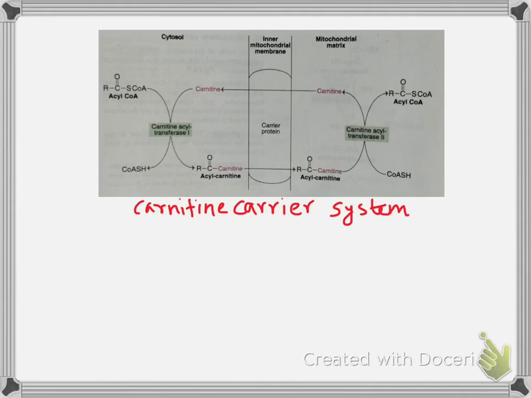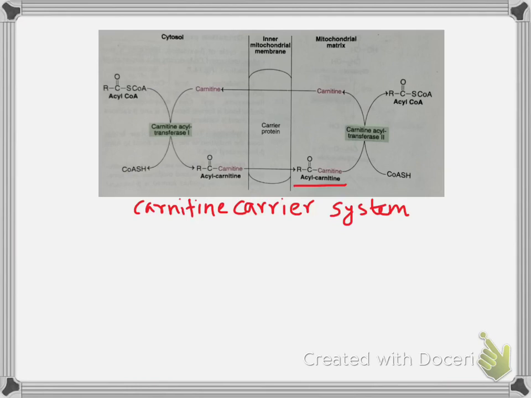In the second step, the acyl carnitine is transported across the membrane to the mitochondrial matrix by a specific carrier protein. Now the acyl carnitine is in the mitochondrial matrix.